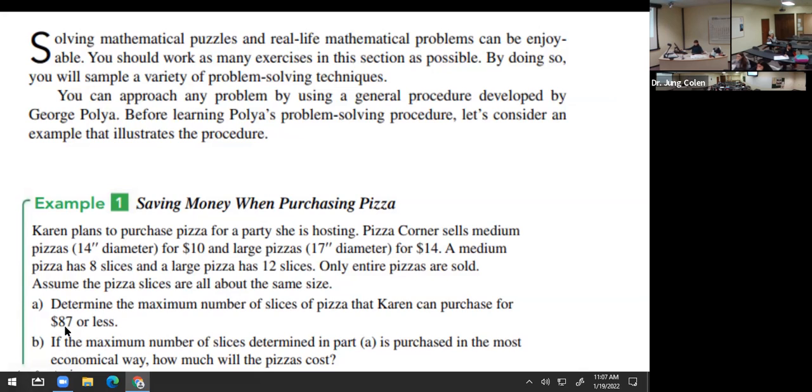right? And then you can think about what is the maximum number of slices for $87 or less, and what is the cheapest way to get that? How much will the pizzas cost? If you want to work with your partner, go ahead and work with the partner. In the meantime, I'm going to take a look at this.